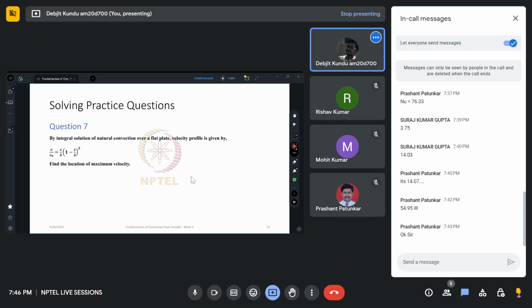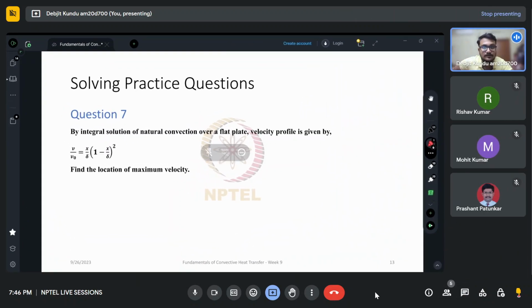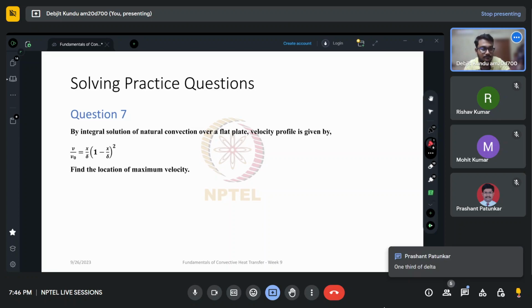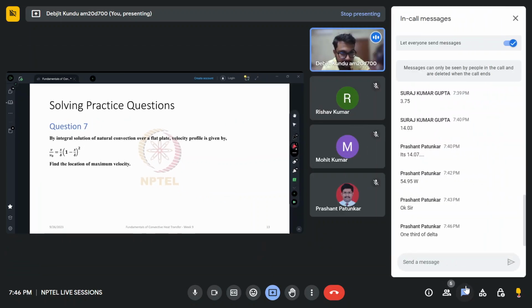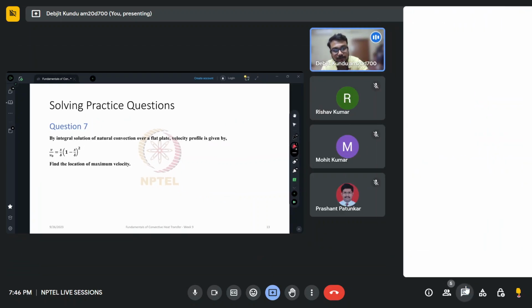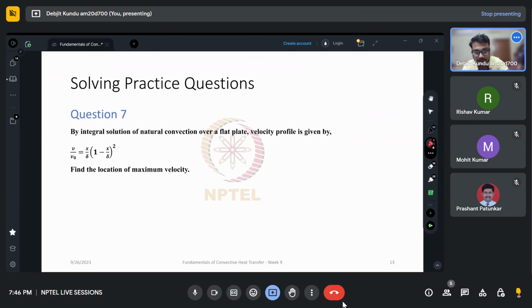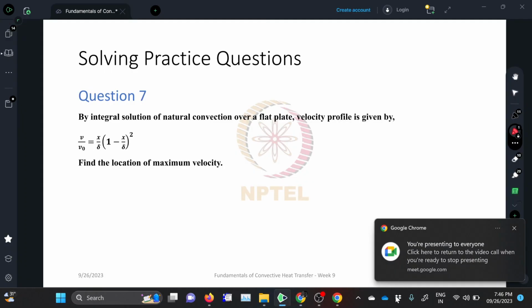Okay, so we have a velocity profile that is given. We just have to find out the location of maximum velocity. It's simply a math problem of finding the maxima of a given function. So where will be the maxima for this function? Okay, we have one response saying that it's 1/3 of delta. So let's try solving for this. We already have everything that we need.